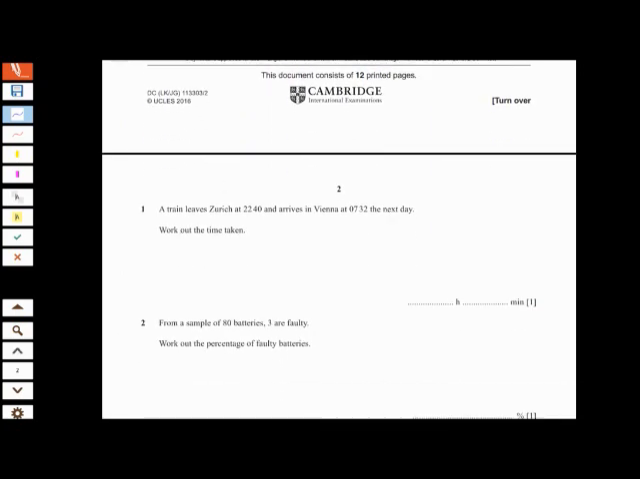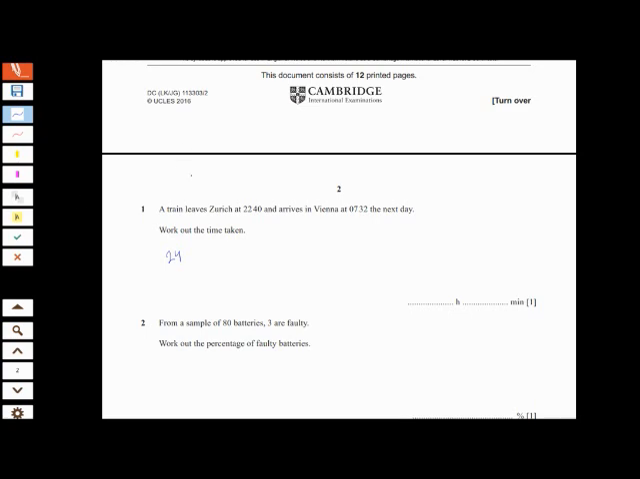A train leaves Zurich at 22:40 and arrives in Vienna at 7:32 the next day. Work out the time taken. So what you do here is you take 24 minus 22:40, because these times are in the 24-hour system. The key to this question, which could ruin the whole question if you do it wrong, is how you key it in the calculator.